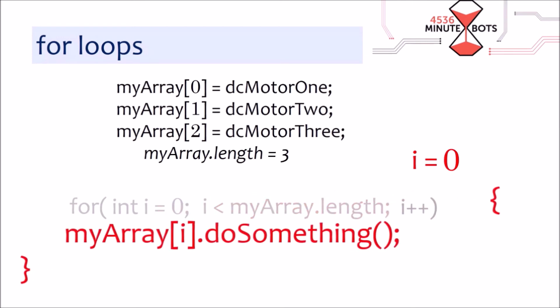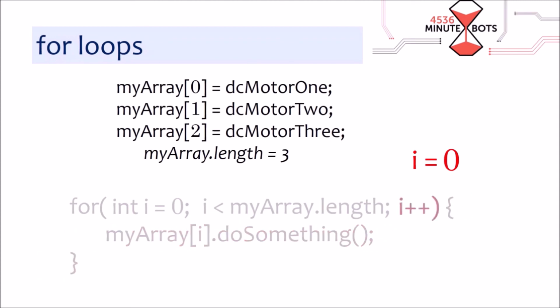And so the third thing it's going to do is actually do the code that is in between the squiggly brackets. myArray[i].doSomething. And because i is equal to 0, we're actually going to change DC motor 1. We're referencing DC motor 1, and we're going to do the method doSomething. So we've actually applied it to the first item. The final step is to go to i++.